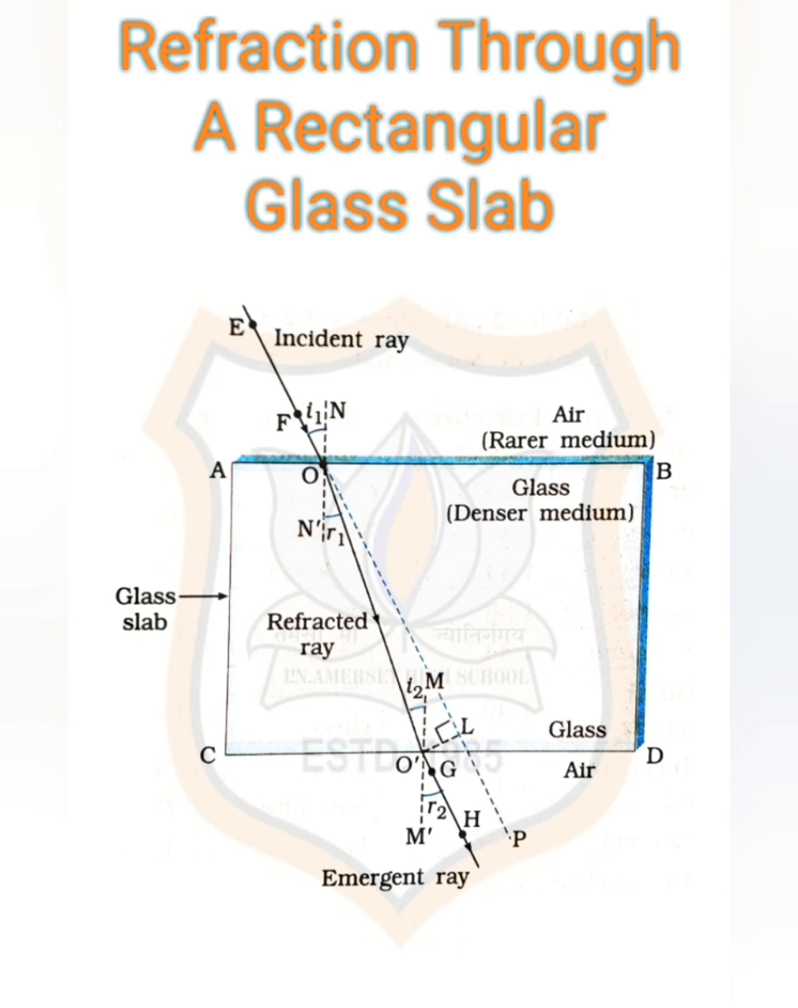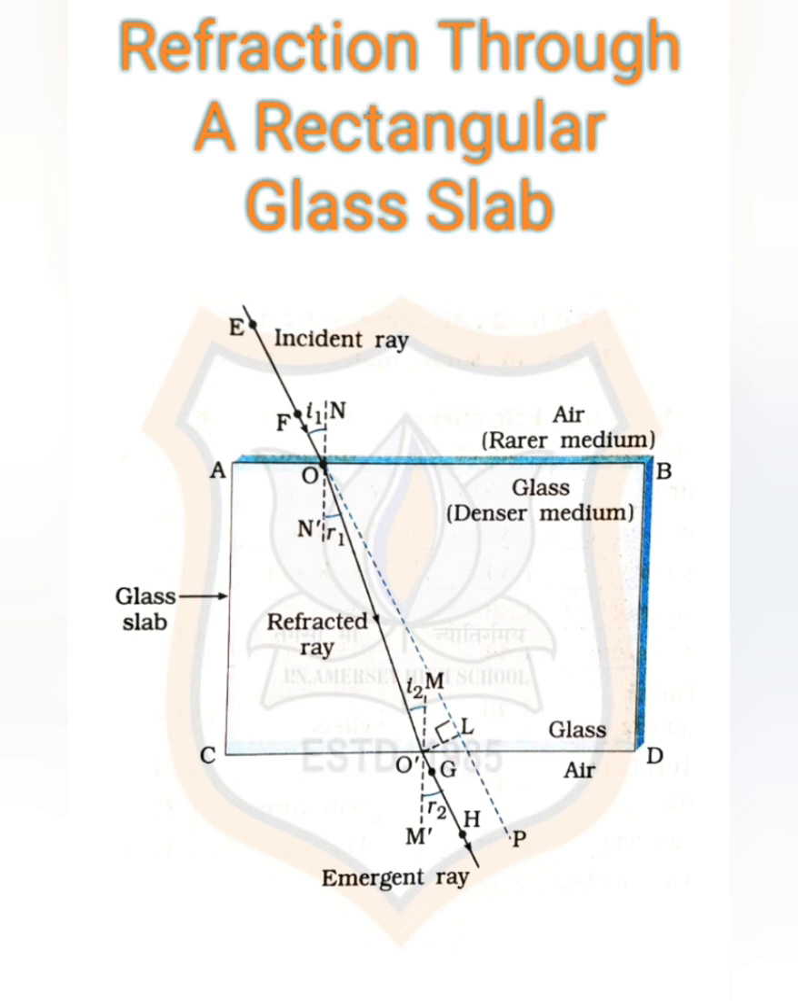Now at O dash, the light ray has entered from glass to air, that is from denser to rarer medium. So the light here has bent away from the normal, quite far from the normal. So that means when the light ray moves from denser to rarer, it bends away from the normal. Now compare the angle of incidence with the angle of refraction at both refracting surfaces AB and CD.